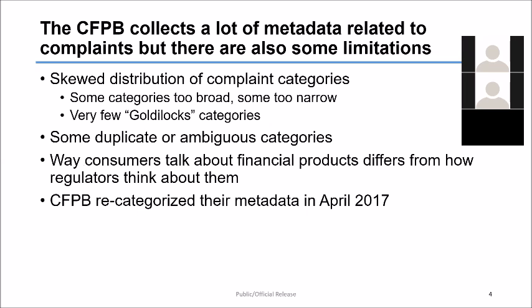So the CFPB does collect metadata on the complaint. When you submit a complaint, they ask you about what you're complaining about, the company, the product, subproduct. So if there's a mortgage and if it's a standard loan or an FHA loan, and then just the general issue. And there are some limits to what these categories are that they have in the database for you to choose from. First, some categories are quite broad, some are quite narrow.